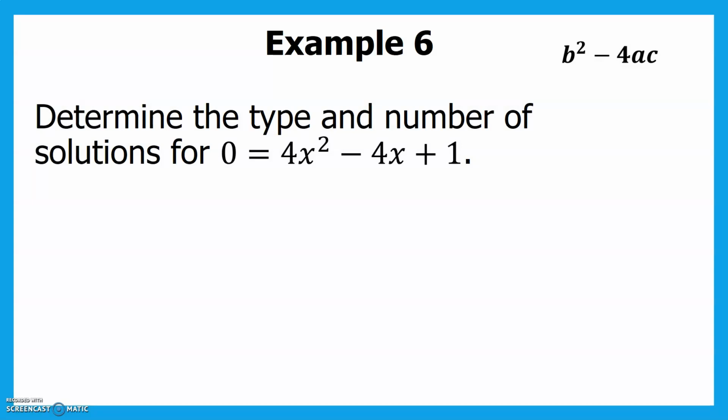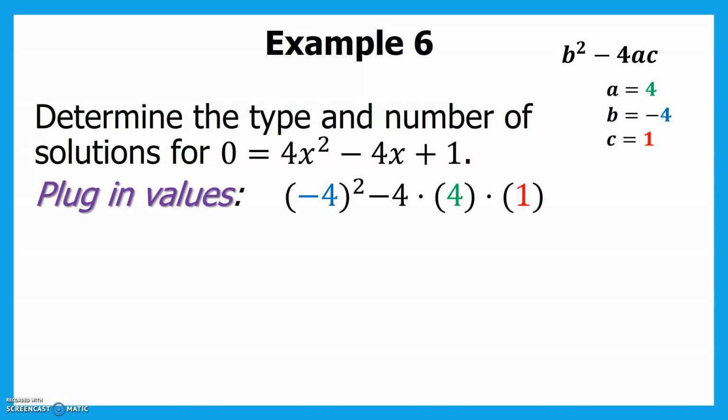And our last example, determine the type and number of solutions for 0 equals 4x squared minus 4x plus 1. Identify A, B, and C. A is 4, B is negative 4, and C is 1. Plug all of those in. So I get negative 4 squared minus 4 times 1.